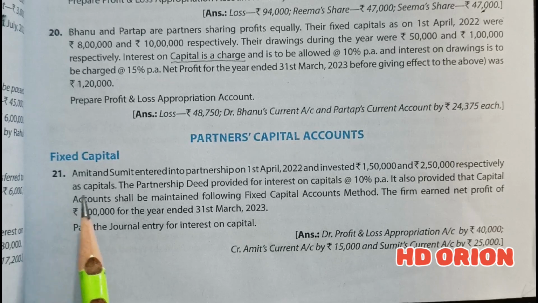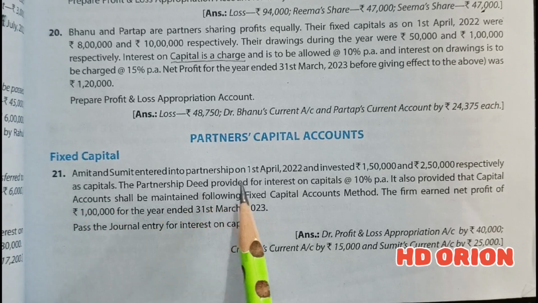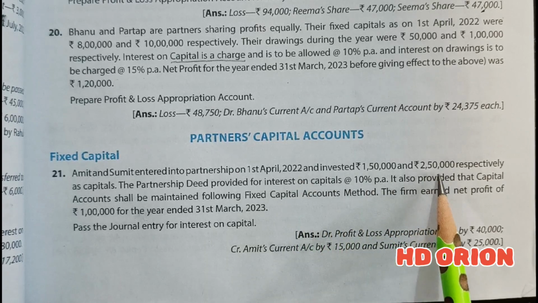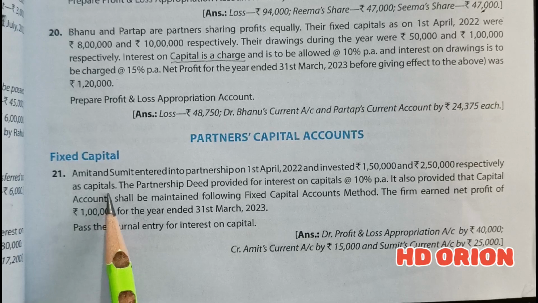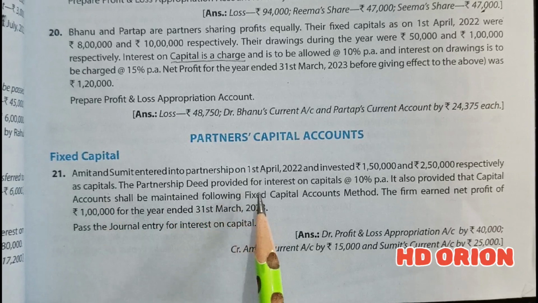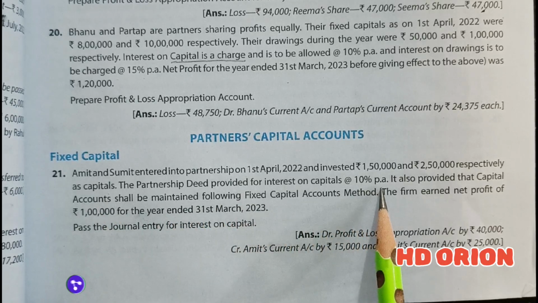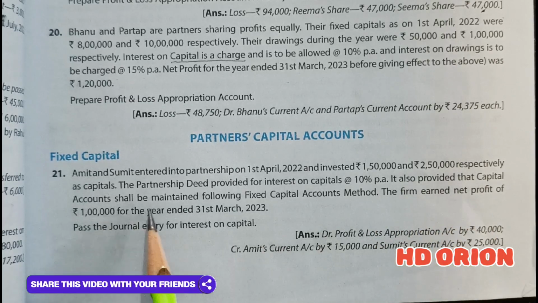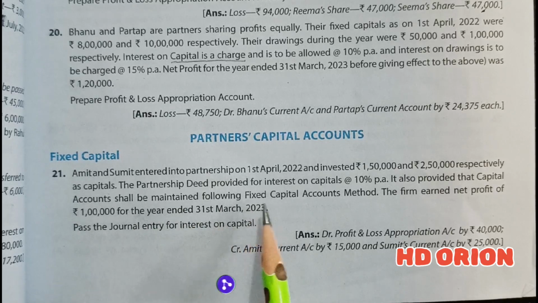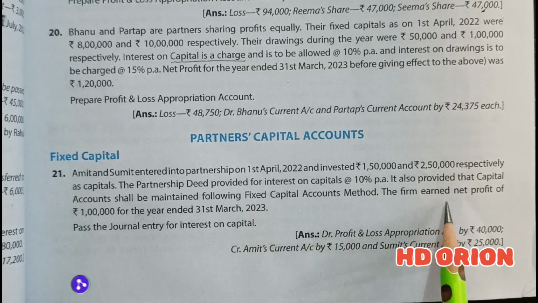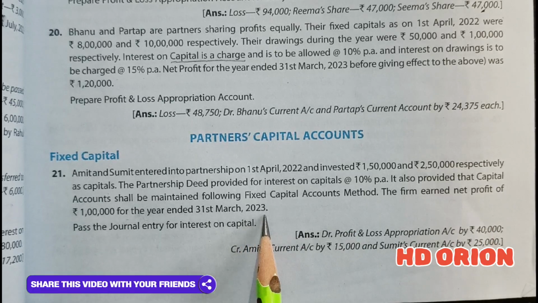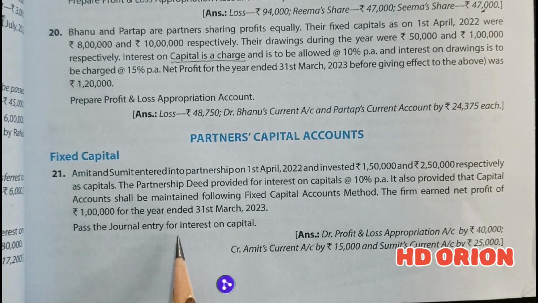So here question number 21. Amit and Sumit entered into partnership on 1st April 2022 and invested rupees 1,50,000 and rupees 2,50,000 respectively as capitals. The partnership deed provided for interest on capital at the rate of 10% per annum. It also provided that capital accounts shall be maintained following fixed capital account method. The firm earned a net profit of rupees 1 lakh for the year ended 31st March 2023. Pass the journal entry for interest on capital.